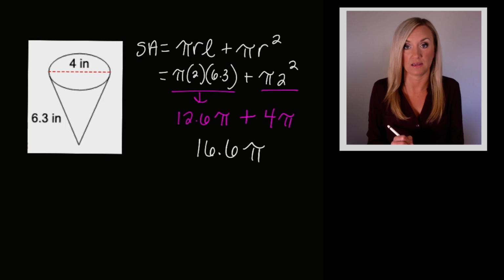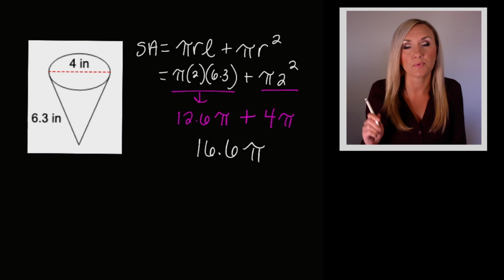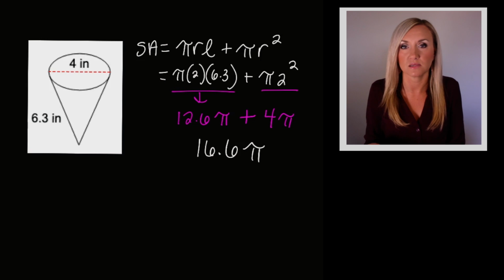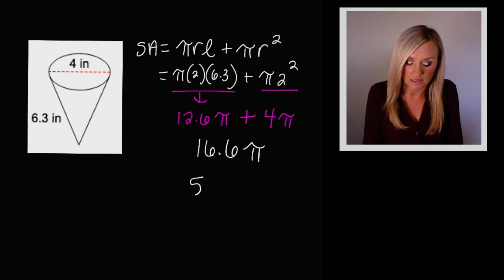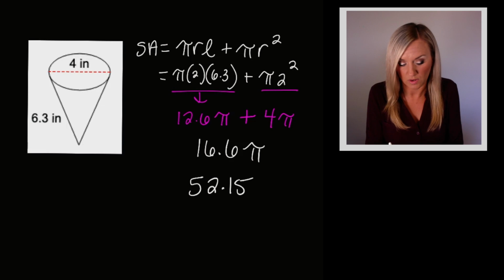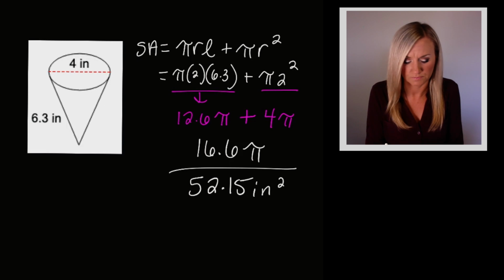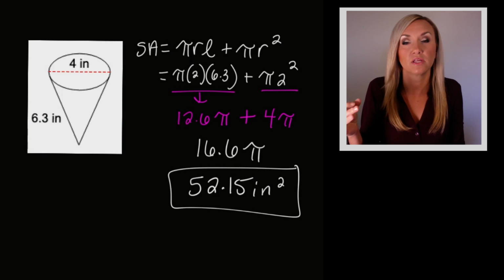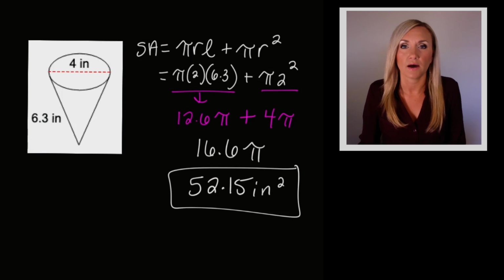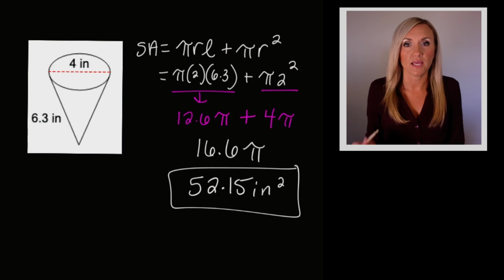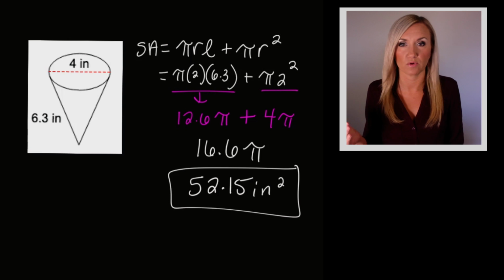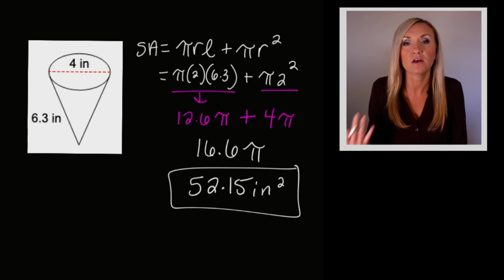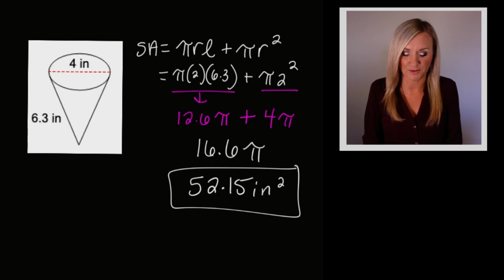So we have 6.3 times 2, which gives us 12.6 pi, plus 4 pi, which gives us 16.6 pi, and then we can multiply 16.6 by pi. For these examples, I just typed in the pi symbol in the calculator, and it gave me 52.15 inches squared. As you're doing this, if you have that pi symbol in your calculator, I recommend using it because your calculator is calculating more digits past 3.14, which will give you a more accurate answer.